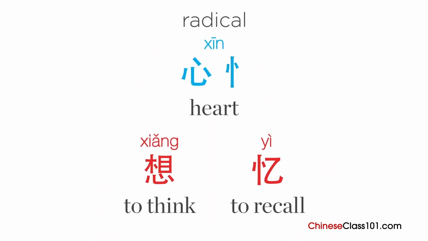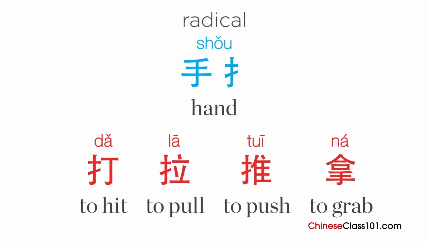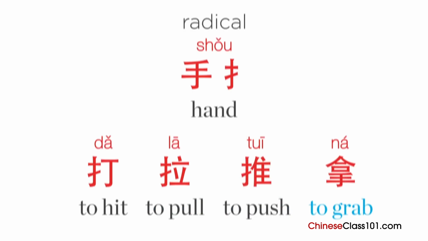心 or its variation means heart, 想, to think, 意, to recall. 手 or its variation means hand. It usually appears when the word describes an action using hands, such as 打, to hit, 拉, to pull, 推, to push, 拿, to grab.